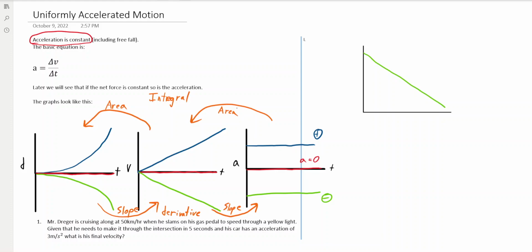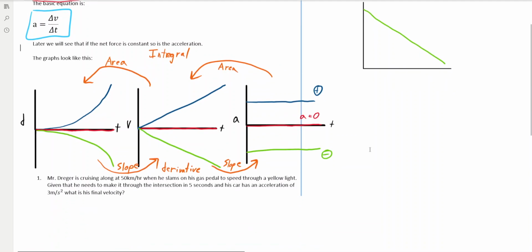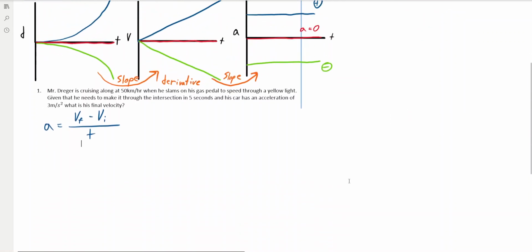Now, let's take a look at this wonderful equation we have here. A equals delta v over delta t. It is important to note the deltas, more important in this equation than in the one in the last video, because we could write it like this: a equals velocity final minus velocity initial, over delta t. That tells us the change in velocity. So this is actually the way I'd prefer that you wrote that equation up above. Now let's take a look at this question and see if we can solve it.